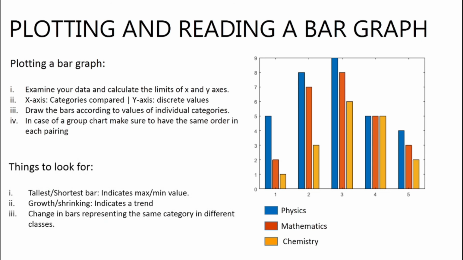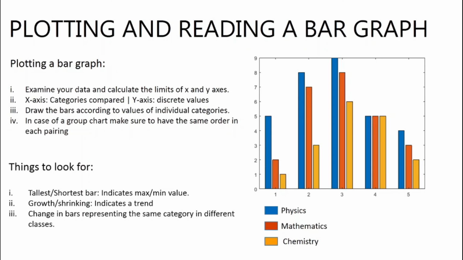Next is things to look out for. What are the takeaways when we draw a bar graph? A bar graph can provide an excellent insight and tell us various patterns rather than just looking at data blankly. Various things to look out for in a bar graph are the tallest or the shortest bar, which indicates the maximum or the minimum value, and the growth or shrinking, basically indicating a trend.